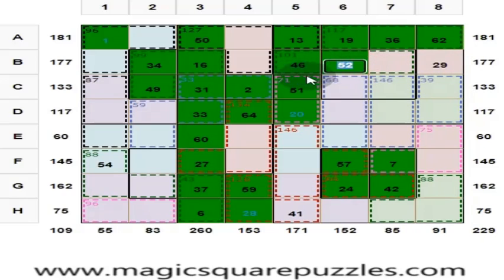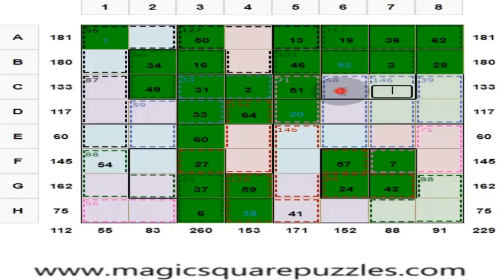What is this? 46 plus 52 is equal to 48 plus 50, 98. 98 plus 29 is equal to 97 plus 30, 127. Here you put 3. Okay, and what is this? Here this is 20. This is 3. This is 62. 62 plus 3, 65. 65 plus 20, 85. Here you put 45 to get 130.